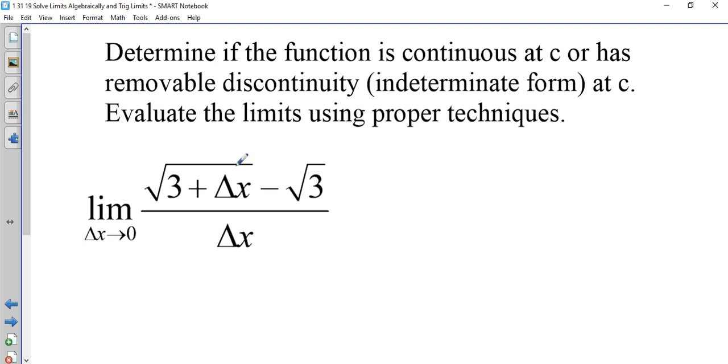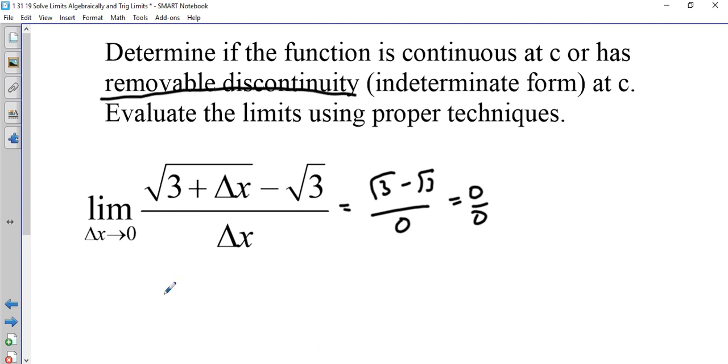So you'll pause it. I'm going to go through the answer real quick. We're going to have this right here. Once again, I plug in delta x equals 0, the square root of 3 minus the square root of 3 over 0, which is 0 over 0, indeterminate form. That means we have a removable discontinuity. That means we have to do something.